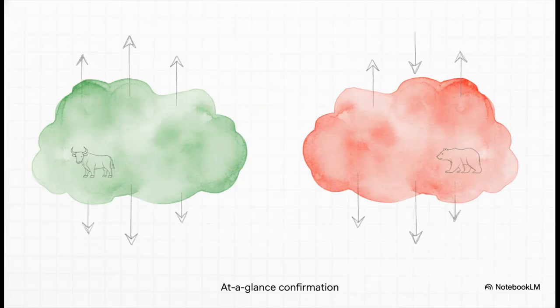And it gets even easier. The color of the cloud gives you another quick clue. A green cloud suggests that bullish strength is either building up or just continuing. A red cloud, you guessed it, suggests bearish pressure. It's just another layer of that at-a-glance confirmation.